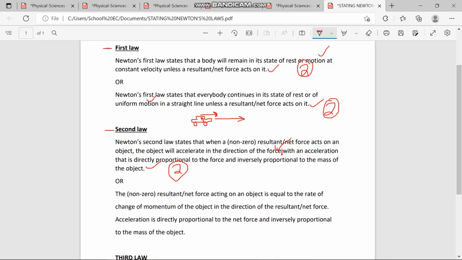Or you can say the net force acting on an object is equal to the rate of change of momentum of the object in the direction of the net force. That's your 1 mark. Acceleration is directly proportional to the net force and inversely proportional to the mass of an object. That's your 1 mark again, which is equal to 2 marks. That's how it goes.